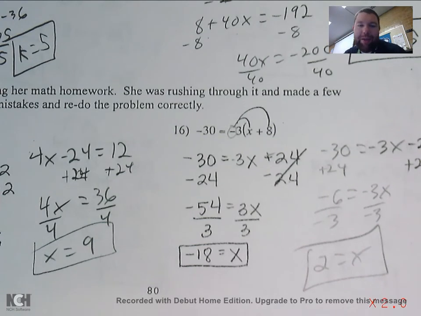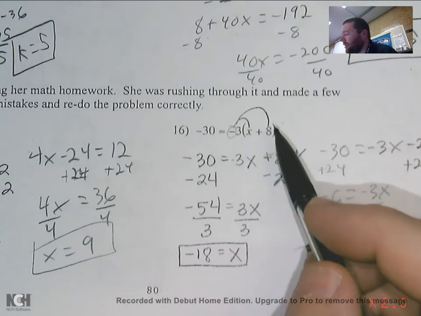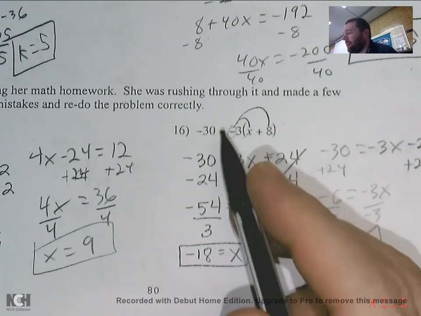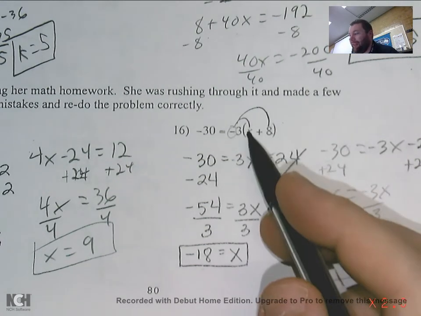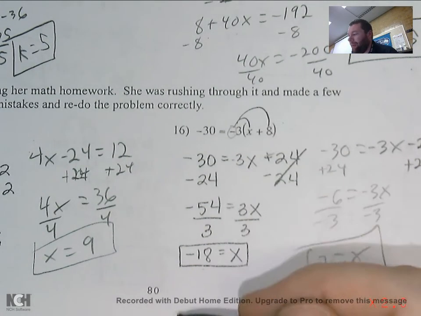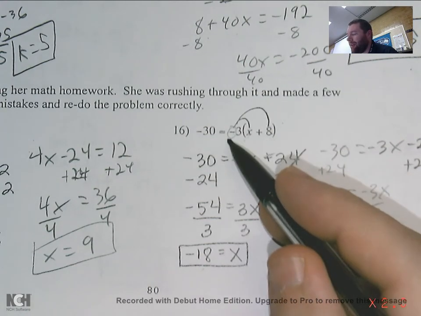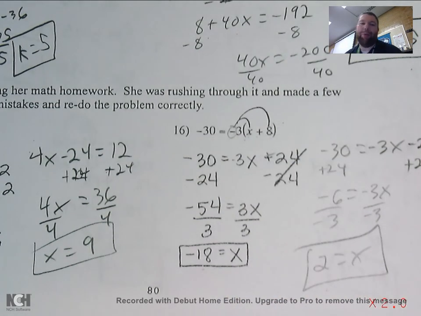And again, you can always plug it back in to check your work. If I took 2 and plugged it back in, 2 plus 8 is 10. 10 times negative 3 would be negative 30. Negative 30 does equal negative 30, right? If I plugged in negative 18, it would be wrong because negative 18 plus 8 is negative 10, times negative 3 would actually be positive 30, which is not equal to negative 30.